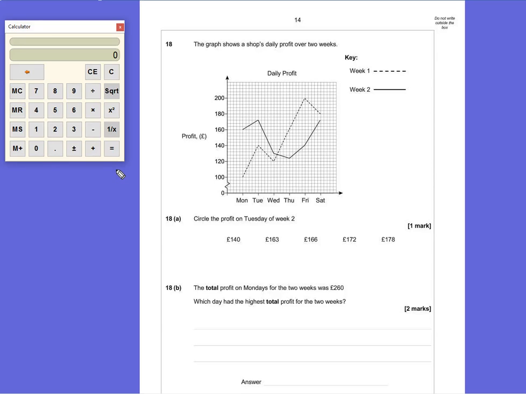Question 18. The graph shows a shop's daily profit over 2 weeks. Question A. Circle the profit on Tuesday of week 2. According to the key, week 2 is the fixed solid line. So we're going to follow this and look at what the profit was on Tuesday.